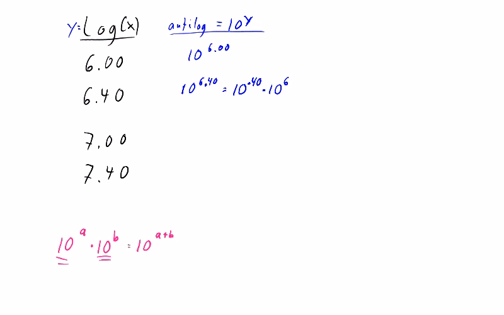Likewise, if the log is 7, that means that we must be looking at 10 to the 7th power. But if the log had been 7.40, then we're looking at 10 to the 7.40 power. Once again, we could express that as 10 to the 0.40 power times 10 to the 7th power. How does this help us? Well, we want to be able to figure this out in scientific notation.